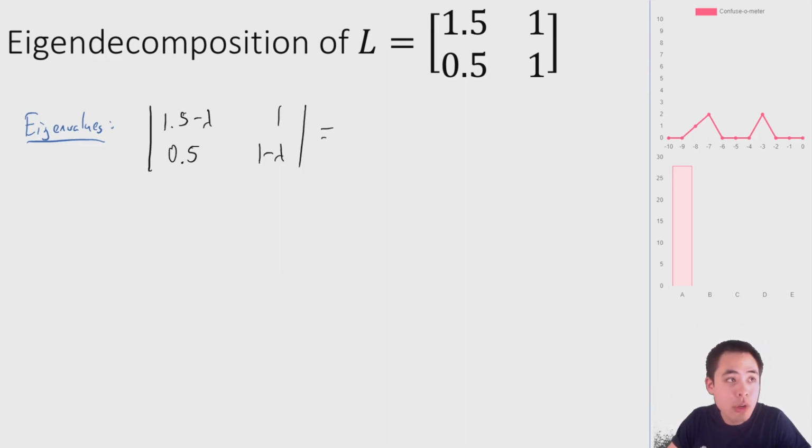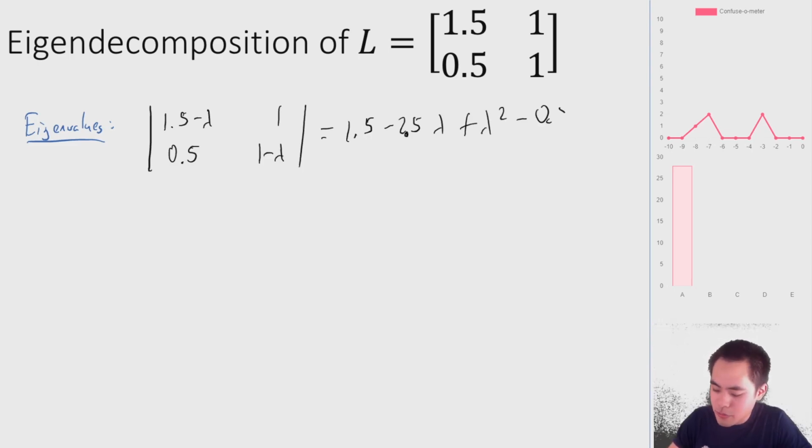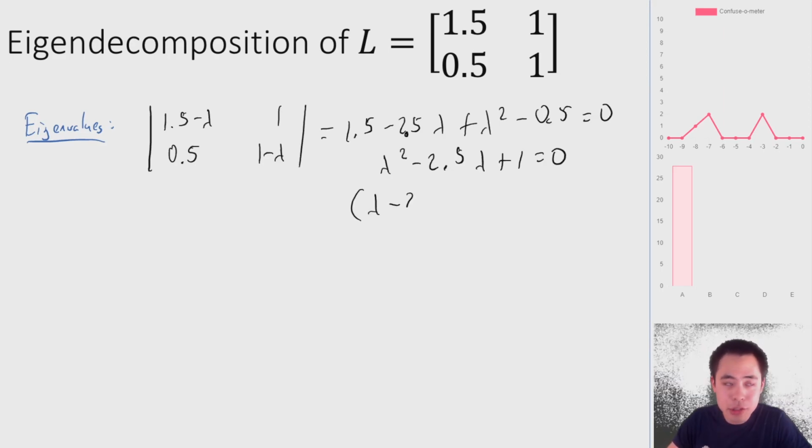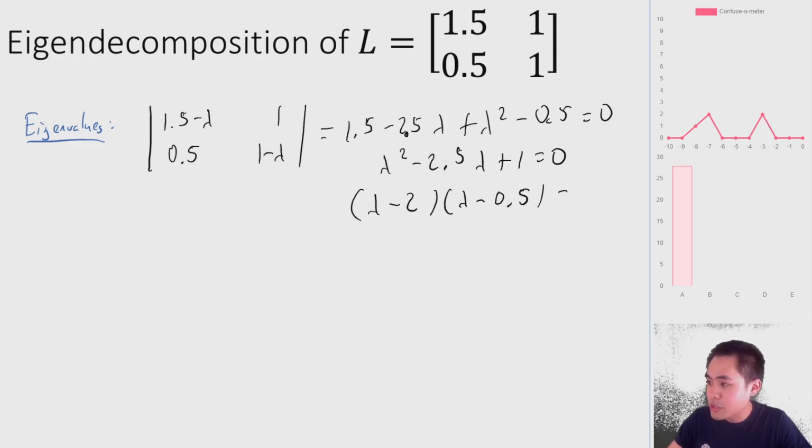So this is equal to 1.5 minus 2.5 lambda plus lambda squared minus 0.5 equals 0. When you factor this out, this is lambda squared minus 2.5 lambda plus 1 equals 0. So this is lambda minus 2 times lambda minus 0.5 equals 0, or you can use the quadratic formula. And so lambda 1 is equal to 2 and lambda 2 is equal to 0.5.